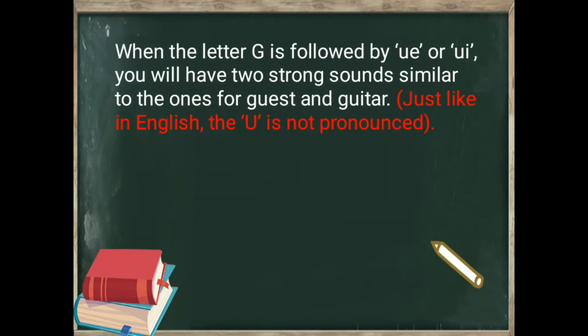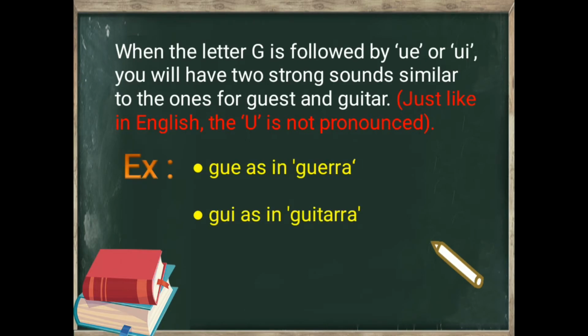When the letter G is followed by UE or UI, you will have two strong sounds similar to the ones in guest and guitar. Just like in English, the U is not pronounced. For example, GUE as in guerra. GUI as in guitarra.